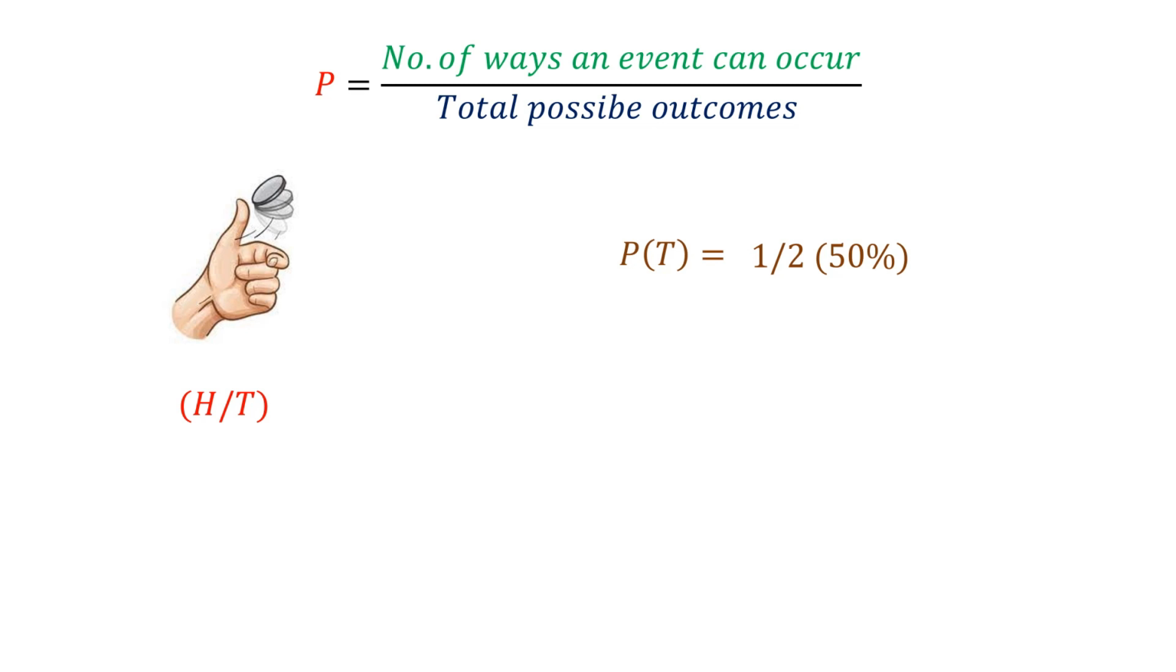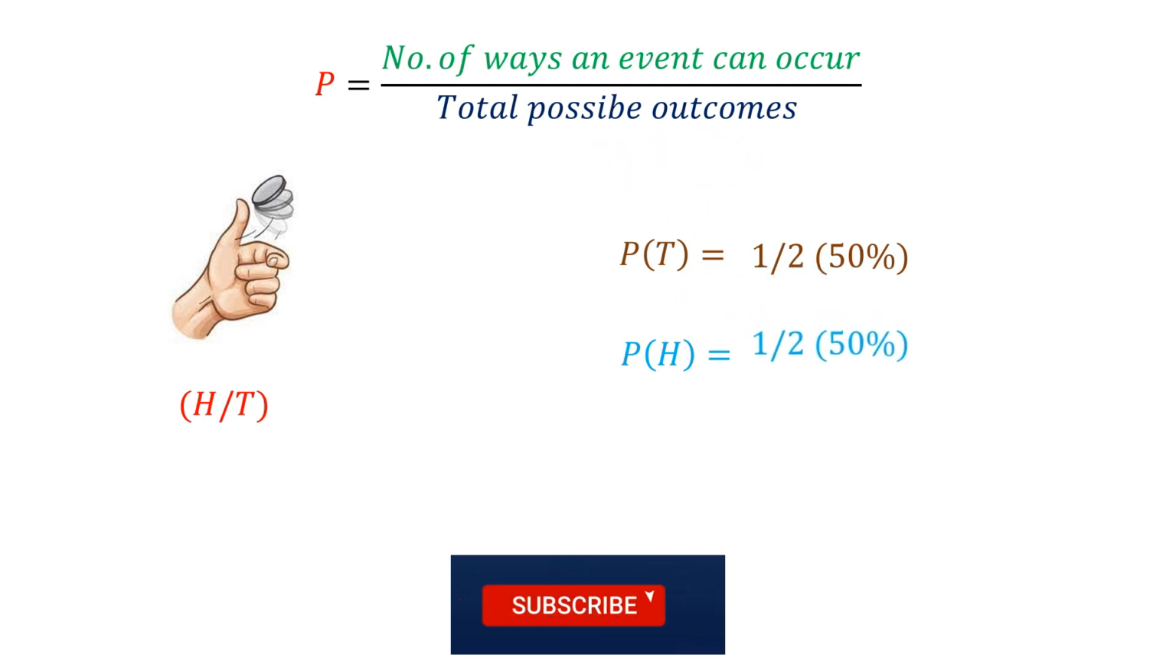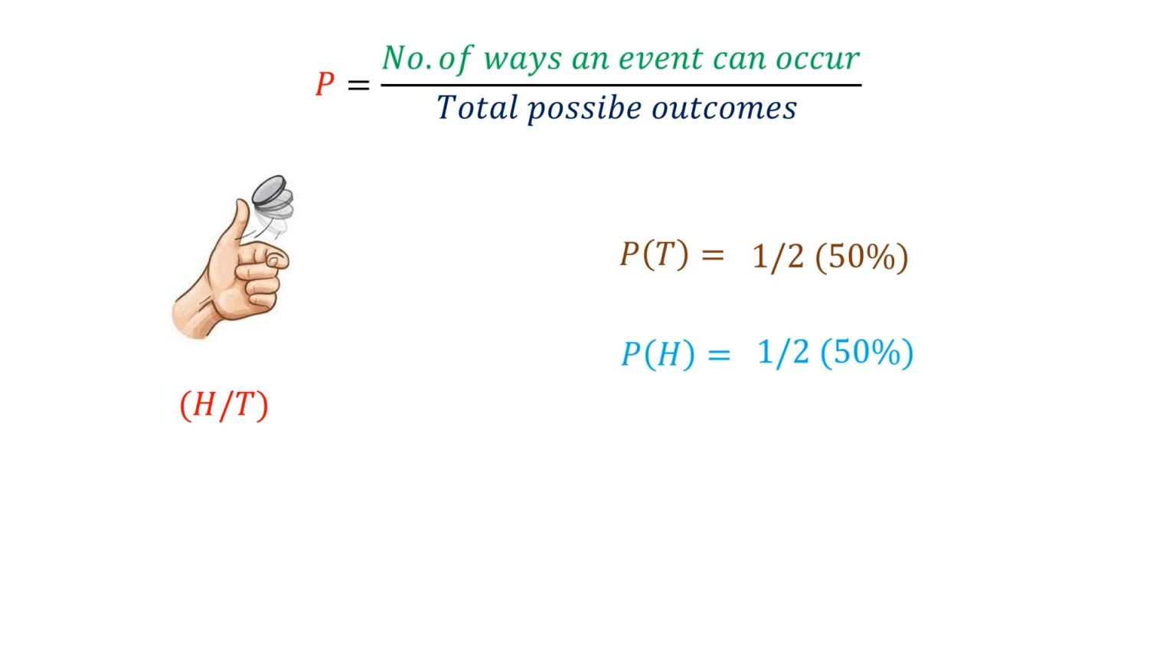Now another question arises: what is the probability of getting a head? We have to see again there is only one way of getting a head and there are two total possible outcomes, head and tail. So the probability of getting a head is also 1 by 2 or 50%.